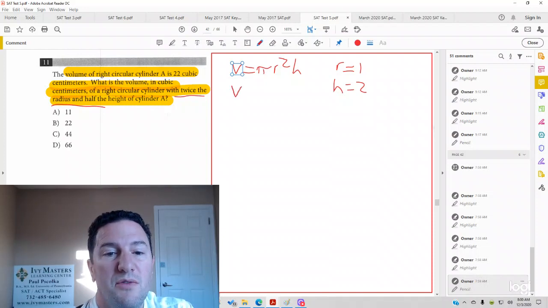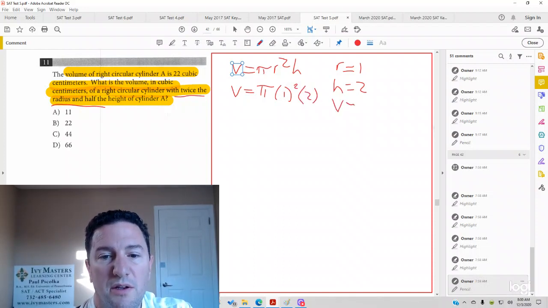So in this case, volume equals pi. In place of r, I put 1. I picked 1 for r. Pi r squared times height, which is 2. And you find that your volume is 2 pi. Alright, I'm going to circle all these together.